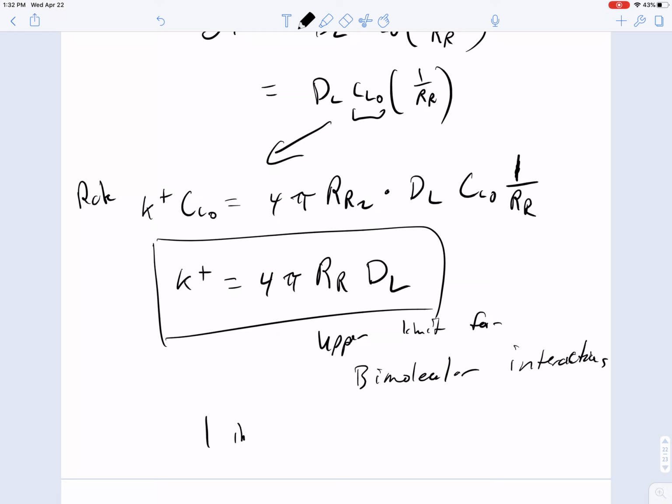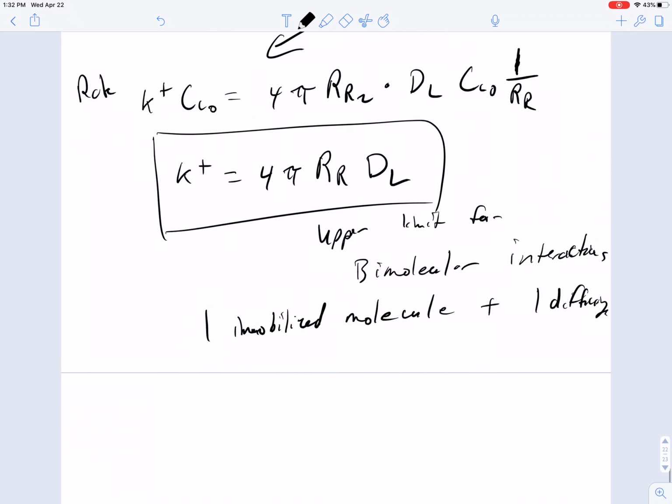This is with one immobilized molecule, plus one that's mobile and diffusing. Okay, so this is a very good place to think about and grow from in terms of your understanding of what some of these rates are.